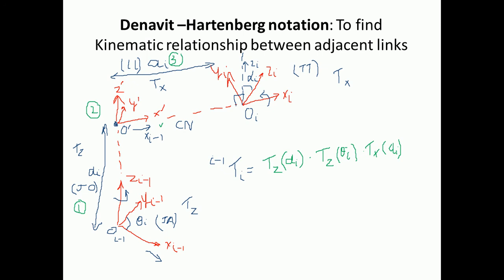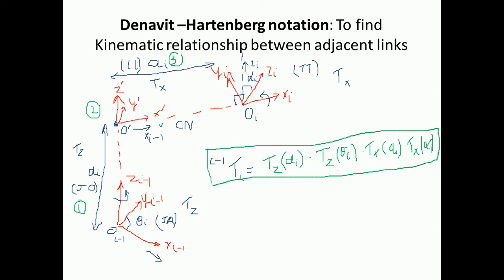At last we do rotation about x axis, so that the axis zi is going to be parallel to the line which is perpendicular to the common normal. So the homogeneous transformation matrix is the rotation about x axis, and the parameter is represented by alpha i. So this equation is given by Denavit and Hartenberg, so that we can find the relationship between two kinematic links which are adjacent to each other. There is one more thing I would like to tell you.